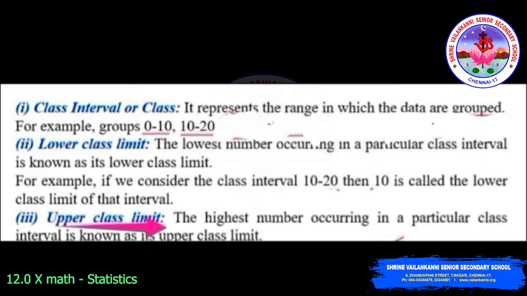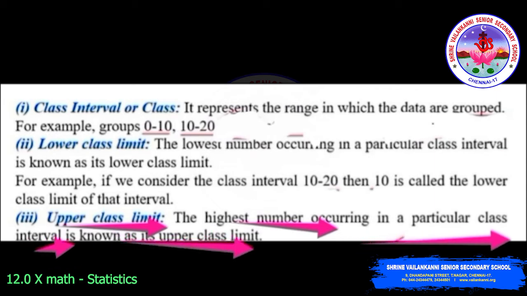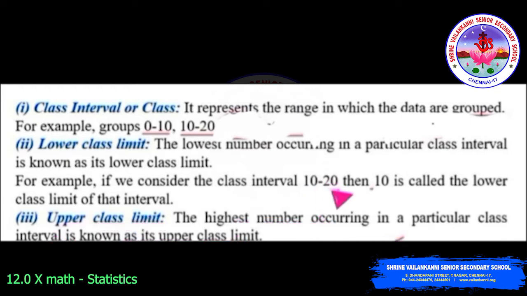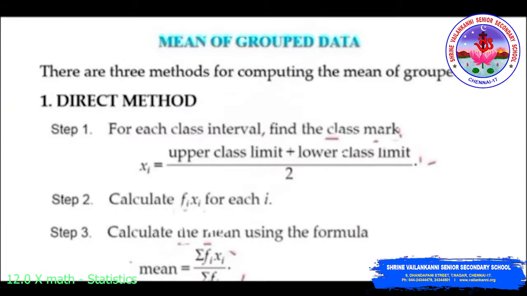Third, upper class limit. The highest number occurring in a particular class interval is known as the upper class limit. If I take the interval 10 to 20, the highest number will be 20, so my 20 is called the upper class limit. In this standard, we are going to see the calculation of mean, median, mode of a grouped data.